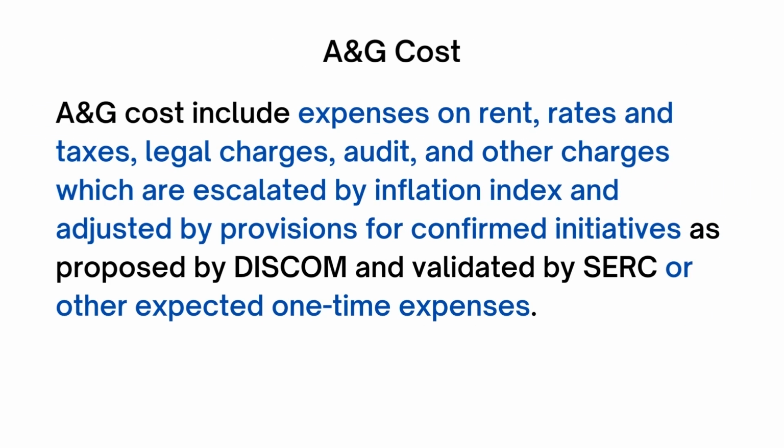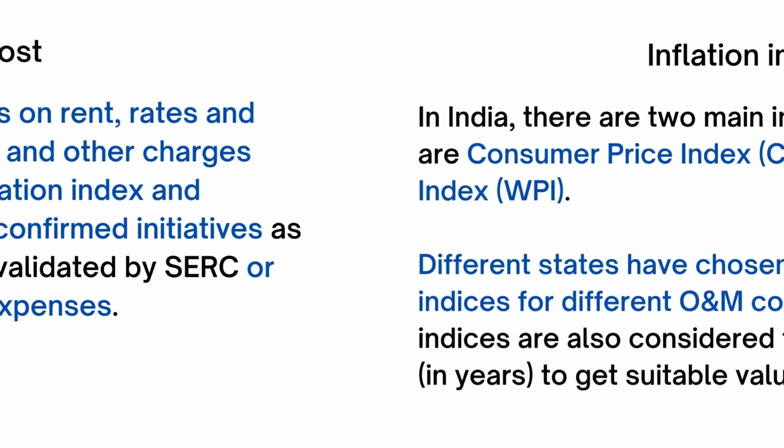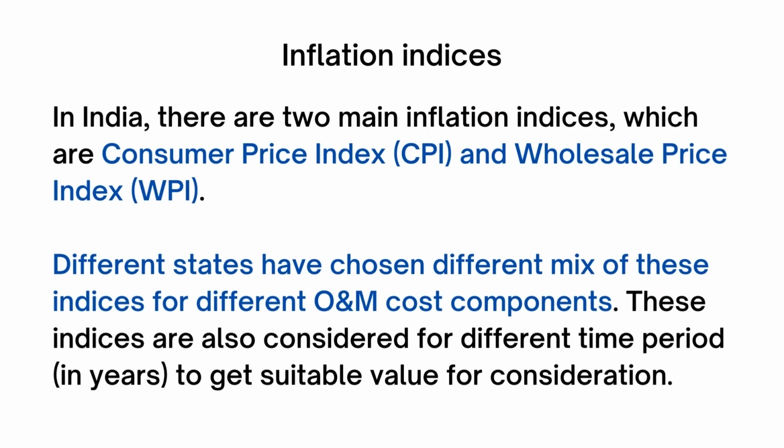Moving forward, administrative and general costs include expenses on rent, rates and taxes, legal charges, audit, and other charges which are escalated by inflation index and adjusted by provisions for confirmed initiatives as proposed by distribution company and validated by State Commission or other expected one-time expenses. As we have said earlier in this video, all these three components are escalated by the inflation index.